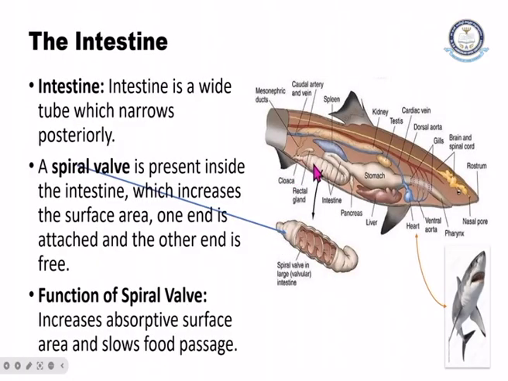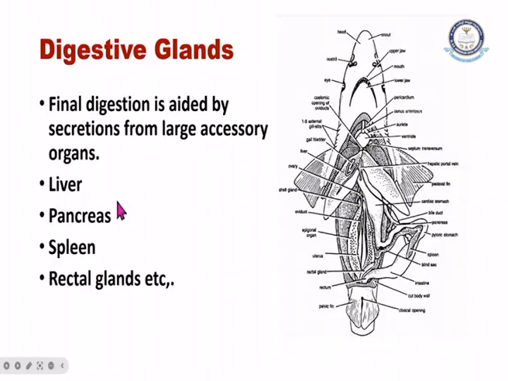This is about the spiral valve, and its function is to increase the absorptive surface area and also slow the food passage. This is the spiral valve, which is located in the intestinal region. In this picture you can clearly see the mouth leads into the pharynx, esophagus, and then the stomach. The stomach is J shaped and leads into the intestine. Nearer to the intestine is the pancreas, and the intestine leads through the rectal gland and ends in the cloaca.